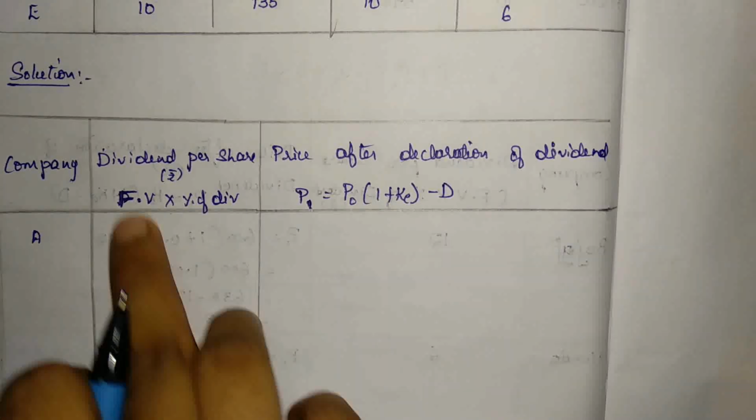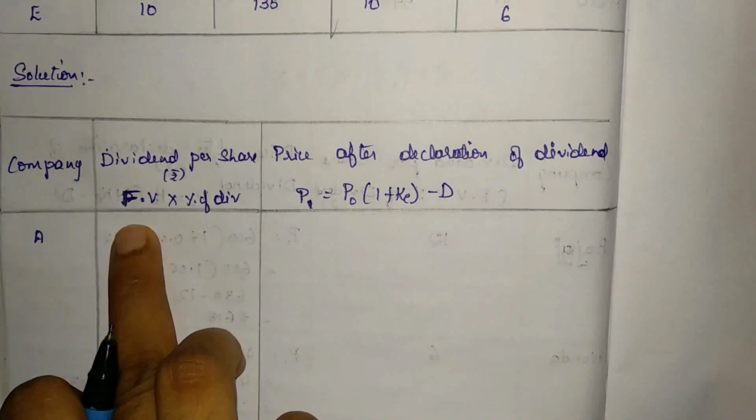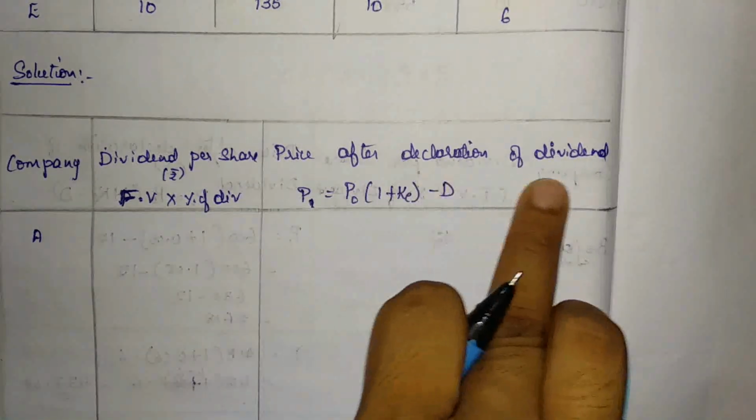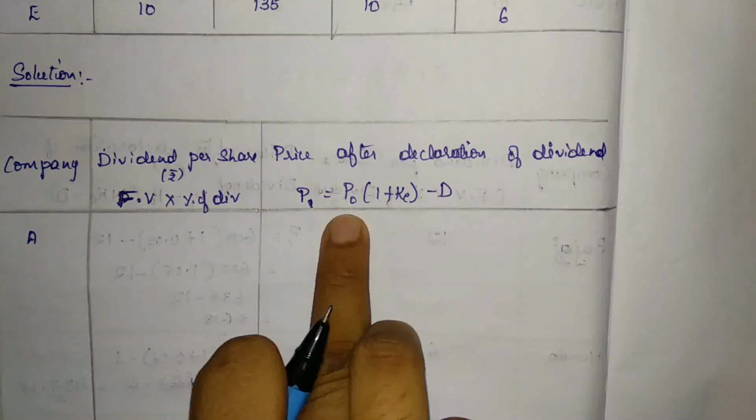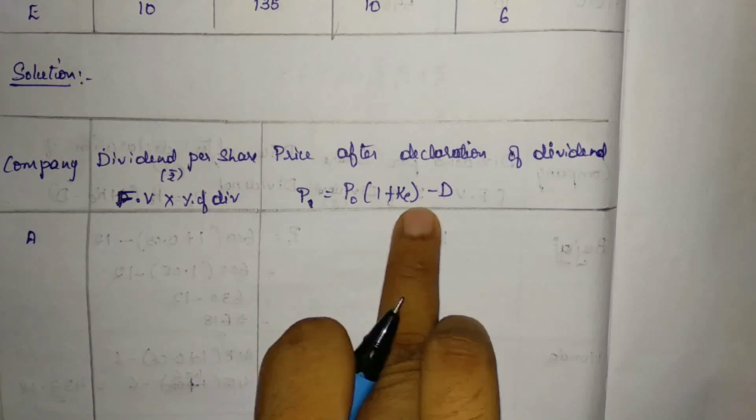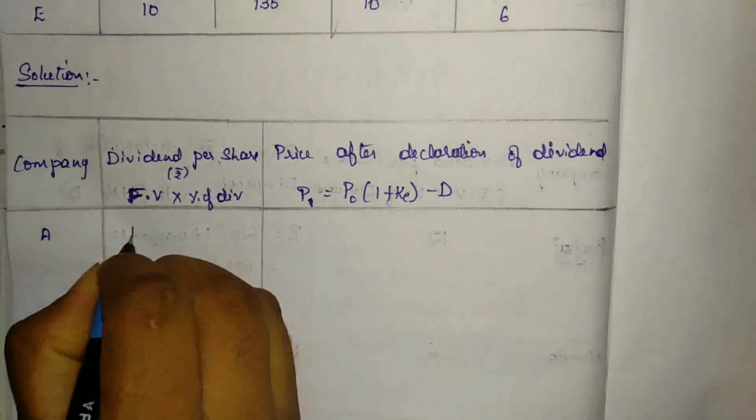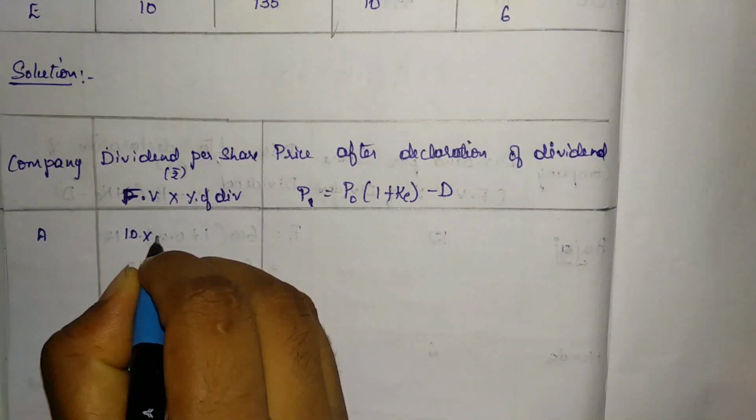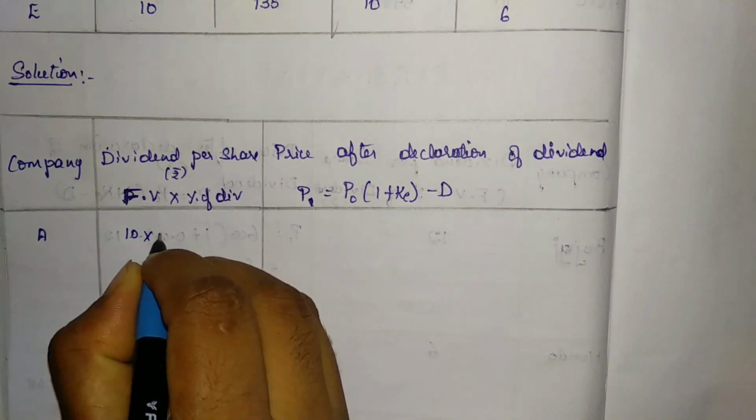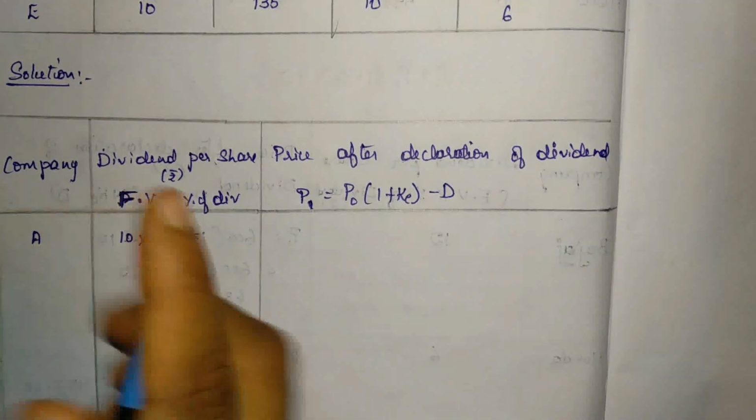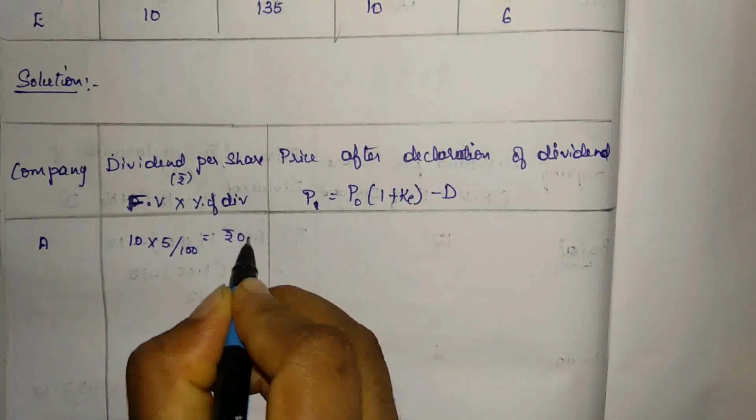For company A, dividend per share is equal to face value into percentage of dividend. The price after declaration of dividend formula is P1 equals P0 into 1 plus KE, minus D. The face value of the first company is rupees 10 into percentage of dividend. Dividend percentage is 5%. So on 10, 5% means the dividend is rupees 0.5.